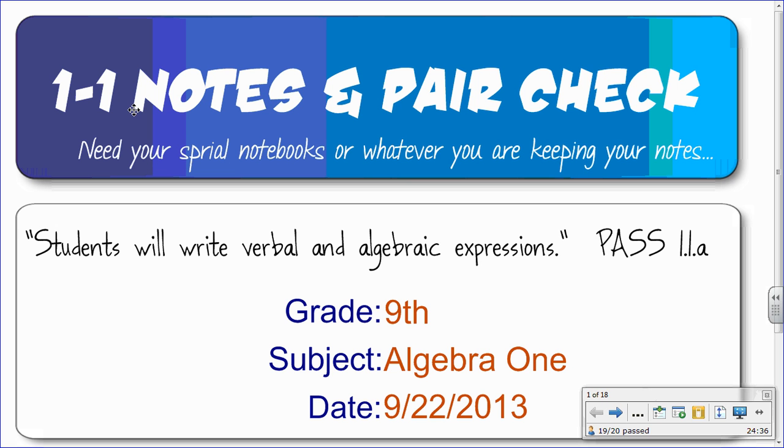And now, right underneath that heading, I want you to write the objective. This is the objective: Students will write verbal and algebraic expressions. So when you need to refer back to it, you'll know what we're talking about. Also, write the PASS skill. In the top right-hand corner where you put your ID, put PASS 1.1.8.